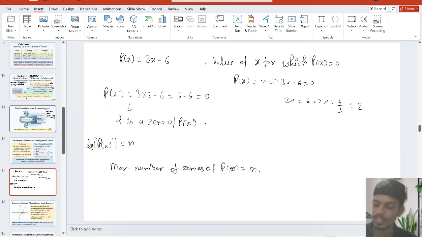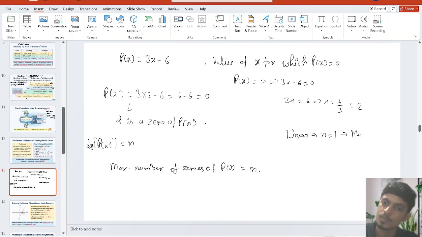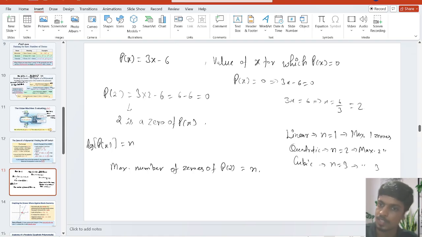It means that a quadratic polynomial has a maximum of 2 zeros, and a cubic polynomial, if this is quadratic, this is linear. If the degree is equal to 1, then a maximum of 1 real zero. If quadratic, then the degree is equal to 2, then a maximum of 2 zeros. If cubic, then the degree is 3, then it has a maximum of 3 zeros. I hope you understand it.